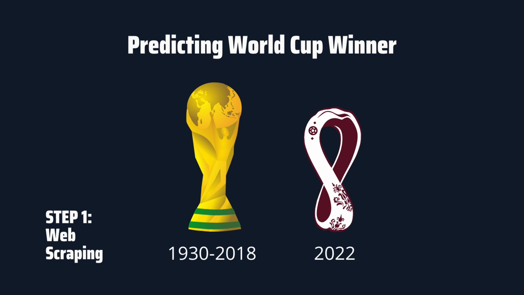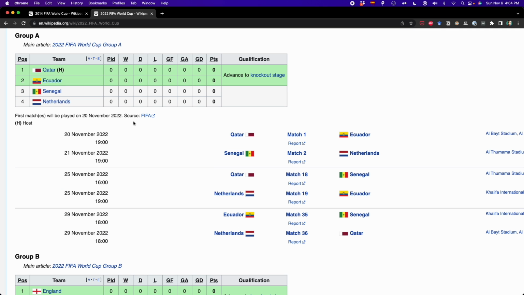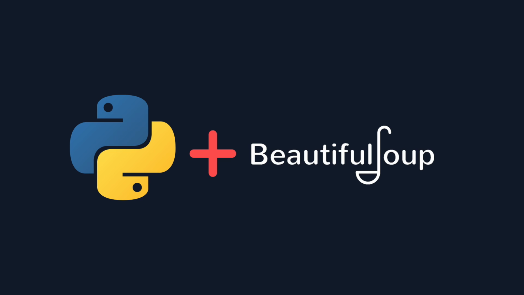In this video, I'm going to show you how to scrape data of football matches from the FIFA World Cup. We're going to scrape all the matches played so far from 1930 to 2018, and also the fixture of the FIFA World Cup that is in Qatar, which is this one. We're going to use Python and a library called BeautifulSoup.